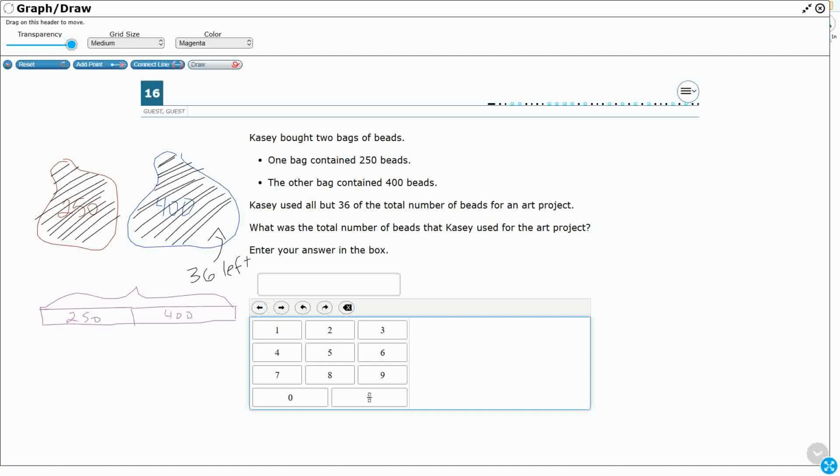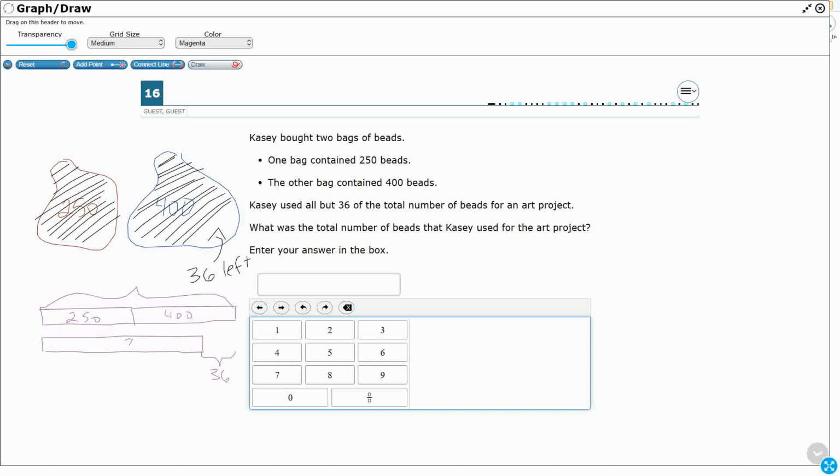And then what I'm going to do is use all of this except for it's 36. There's 36 left. So that's my question, right? How many beads are used? Well, let's do 2 things. First, we've got to add up the 250 and the 400.